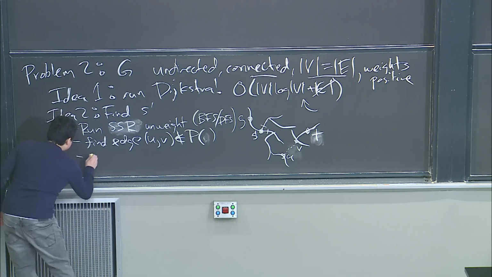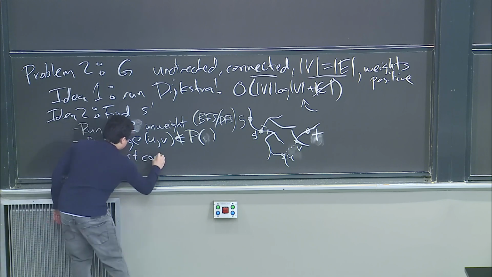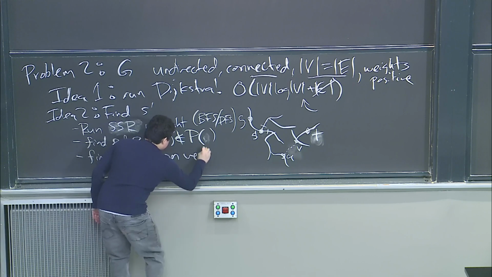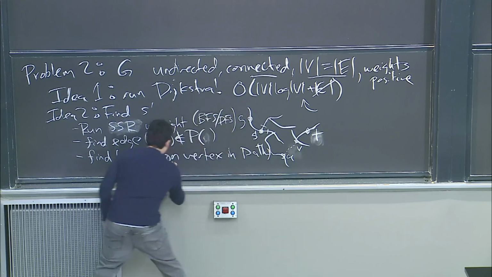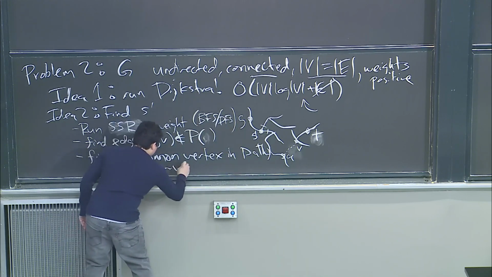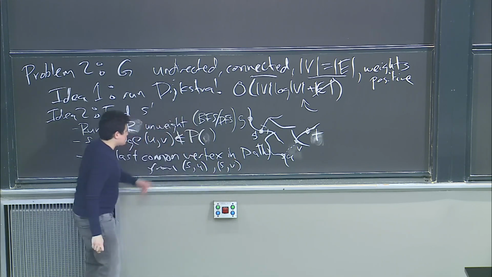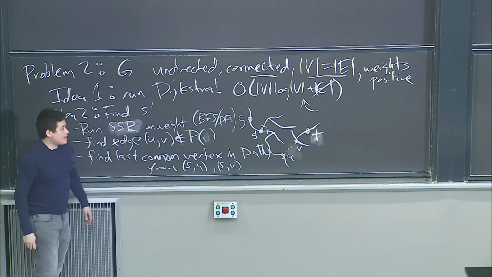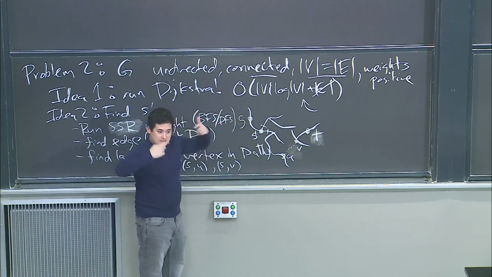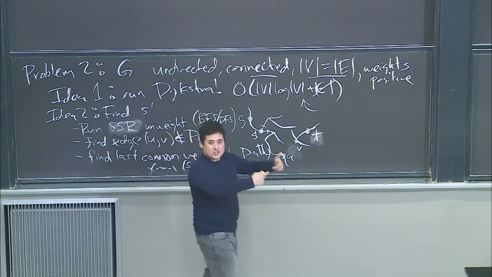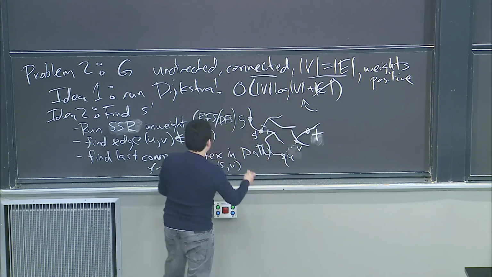And then find the last common vertex in the paths from S to U and S to V. Okay, that's going to give me my S prime. And I can do that because these are each of linear size, and I can just look at their prefix. I can start from S, walk forward until they diverge, and the one before they diverged is S prime, right? That's S prime right here.